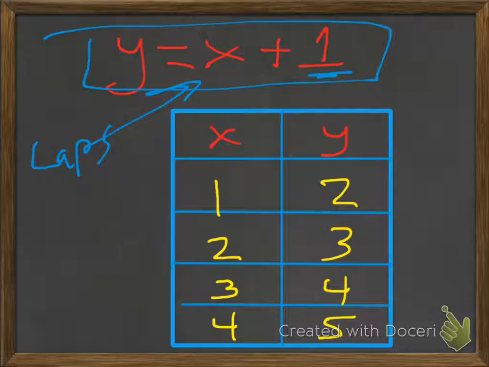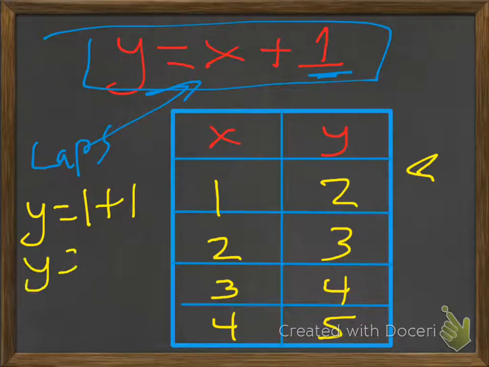So, if he were to run 1 lap, then he would get $2. Why? Because when we plug it in, y equals 1 plus 1, y equals 2. And same thing, if he ran 2 laps, he'd get $3. 3 laps, $4. And again, 4 laps, he would get $5.